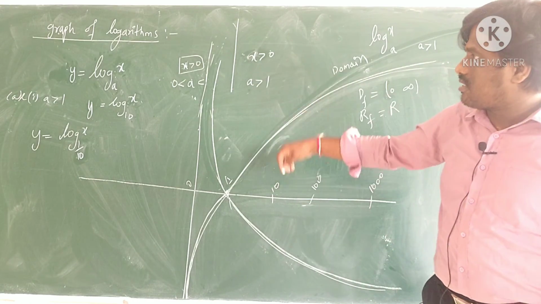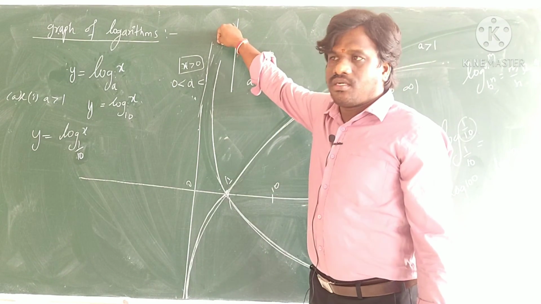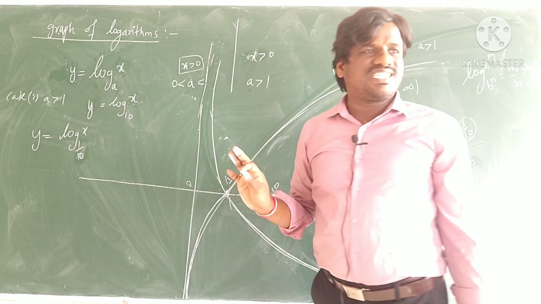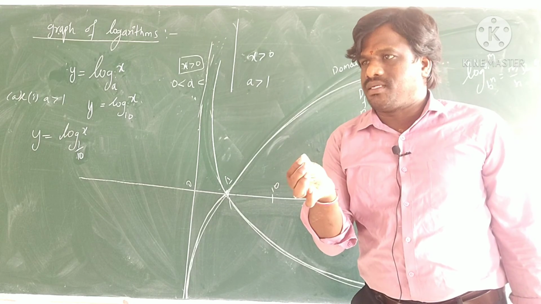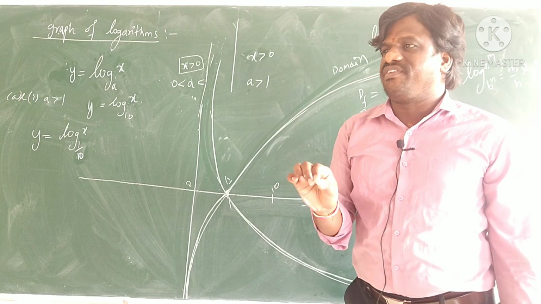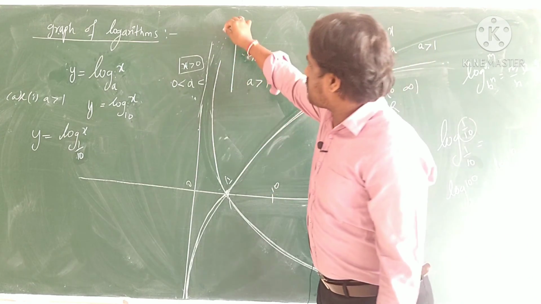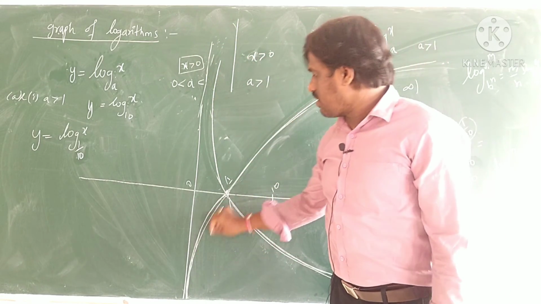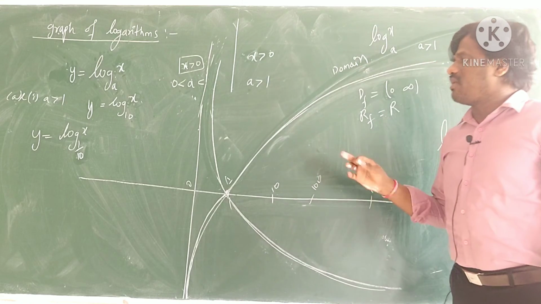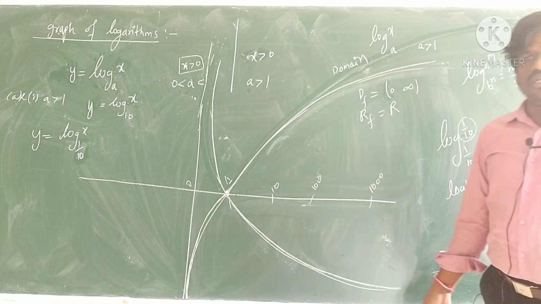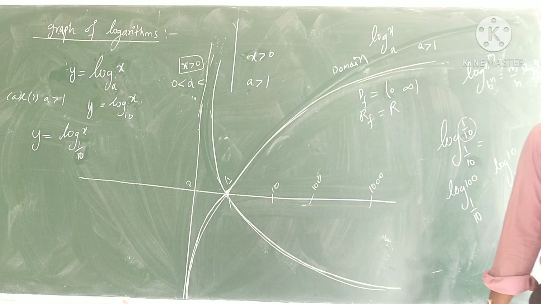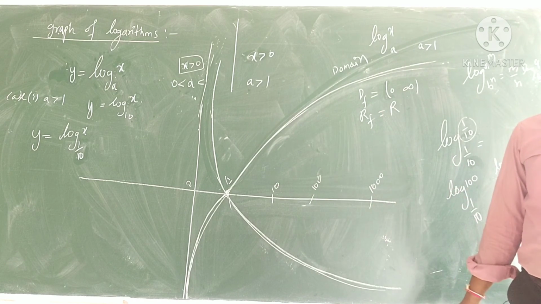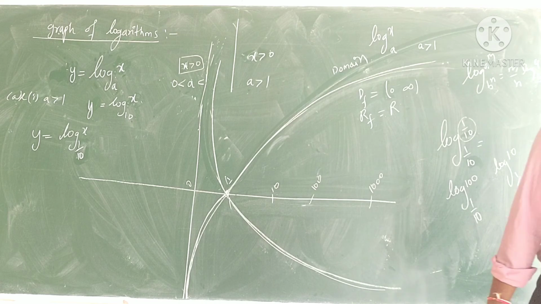So it is decreasing because you start from 0. Domain is 0, you should start from 0 plus, not exactly 0, slightly plus. At that place it is infinity. So it starts from here, goes down, and here it is going. Now can you tell me what is the domain of the function? 0 to infinity. What is the range of the function? R. That's it. This is about logarithm. Understood? Okay.